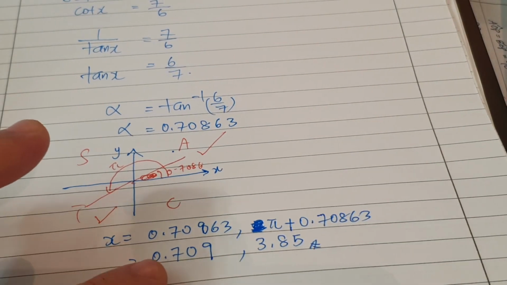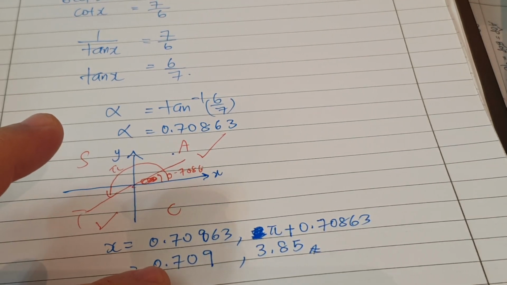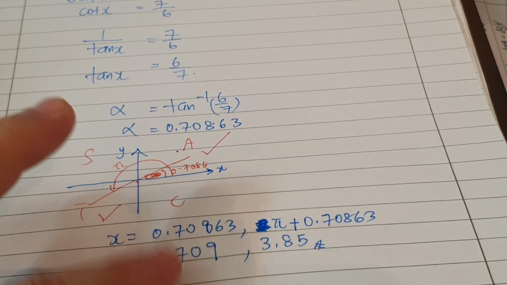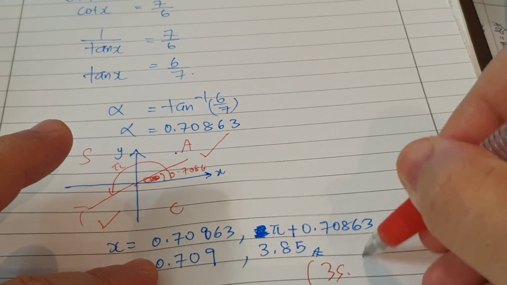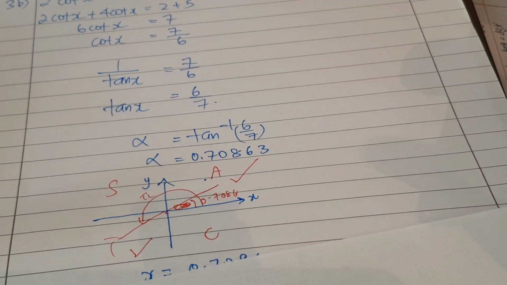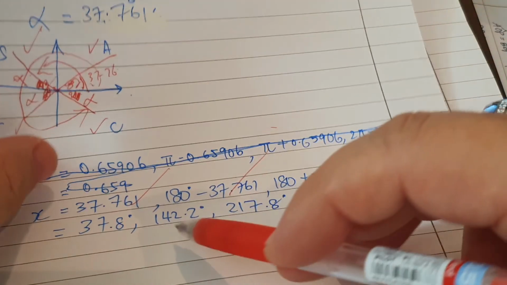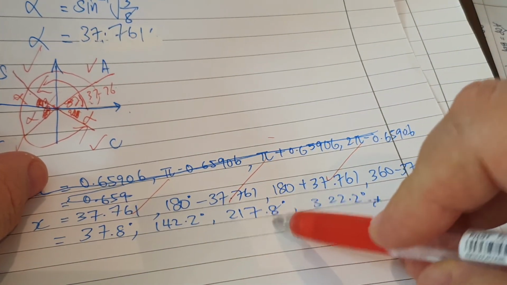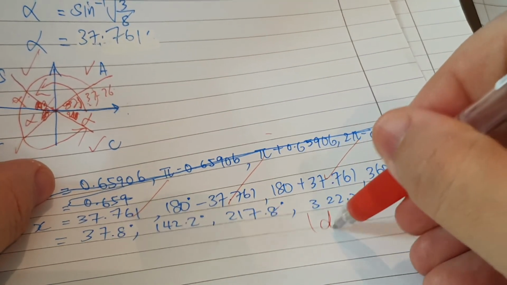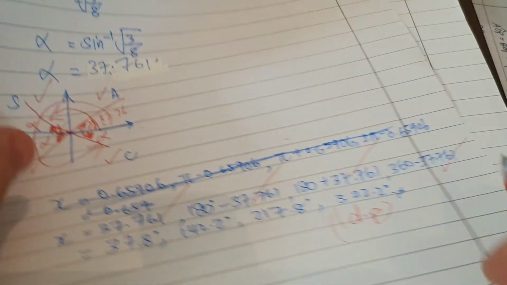Now notice radian, angles in radian 3SF. Okay? Angles in degrees, not 3SF, 1 dp. Alright? Okay, we'll end the video here.